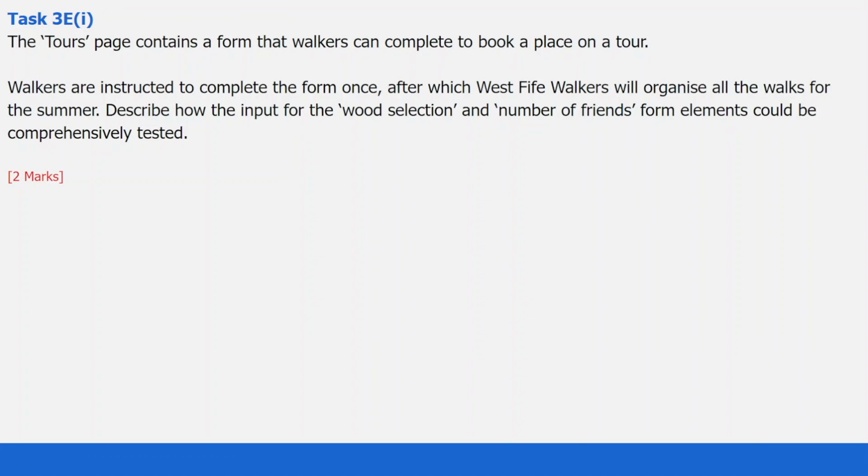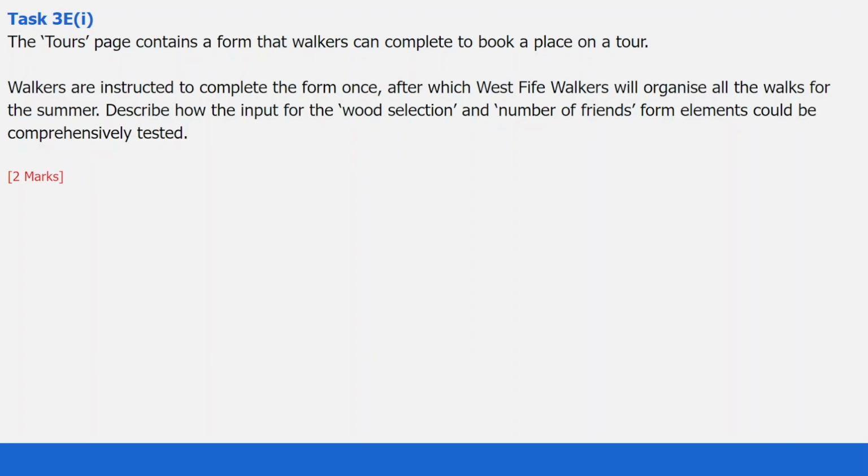Moving on to task 3, part 1. The tours page contains a form that walkers can complete to book a place on a tour. Walkers are instructed to complete the form once, after which West Fife walkers will organise all walks for the summer. Describe how the input of wood selection and number of friends form elements could be comprehensively tested.